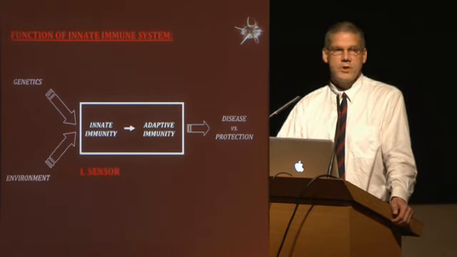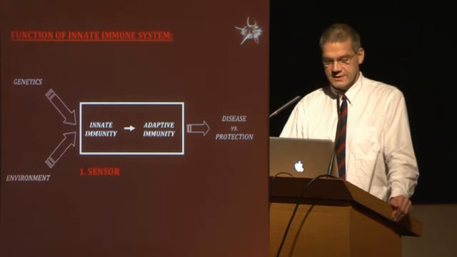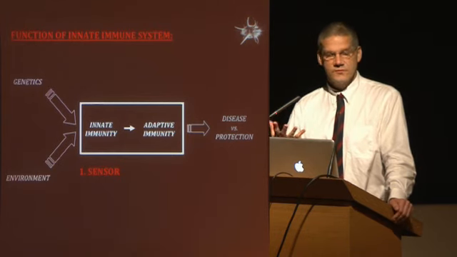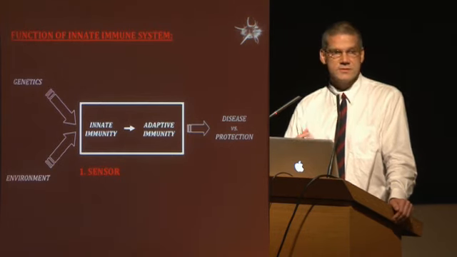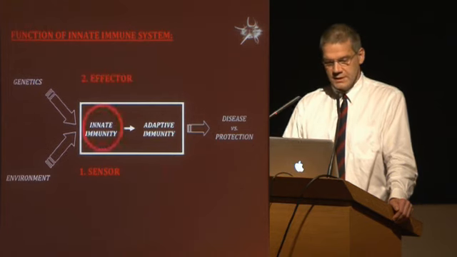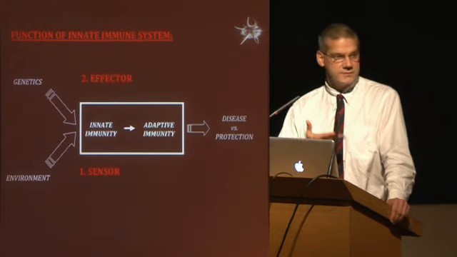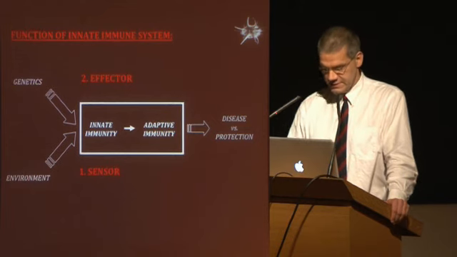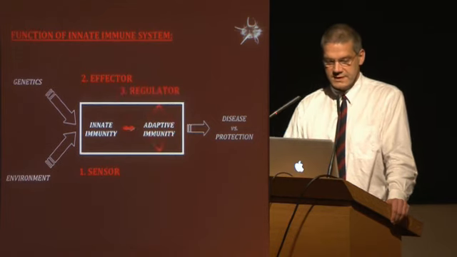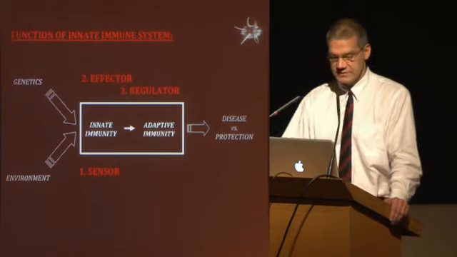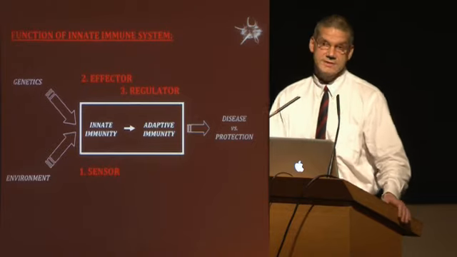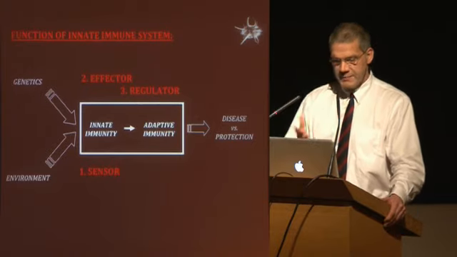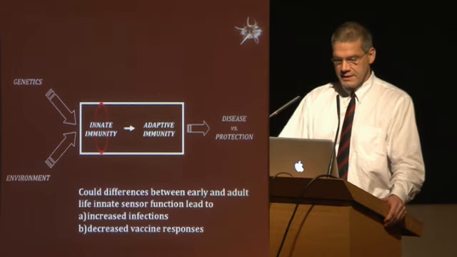But broadly speaking, and you've heard much about this already, so I can skip through this, the innate immune system first and foremost functions as a sensor or a sentinel of the environment. It also produces effector molecules, for example, nitric oxide, as we heard in the last talk. And then, as I just mentioned, it regulates and interacts with the adaptive immune system in a bidirectional or multi-directional path. Basically, those are the three functions of the innate immune system.